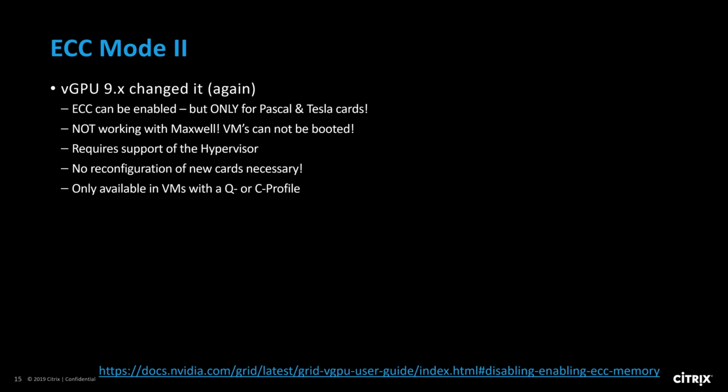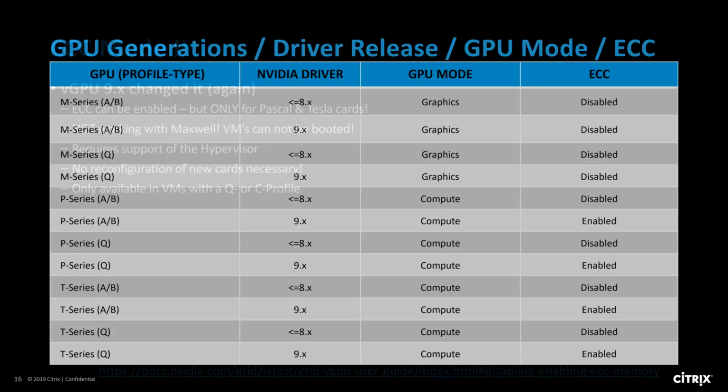It does not work if you re-enable it after issuing the GPU mode switch command, which effectively switches to graphics mode and disables ECC. If you enable it by hand afterwards, it will crash the whole host. So not recommended. Please don't do it. You need the support of the hypervisor, so that ECC is usable for all the pass-through stuff and the MMIO stuff. So you don't need to reconfigure the new cards, and ECC is only available for the Q profiles, for the Quadro Data Center Virtual Workstation profile, and the C profiles, so compute profiles. It's not available in B and A profiles for XenApp, remote desktop session hosts, or the virtual PC. So only C and Q profiles are supported.